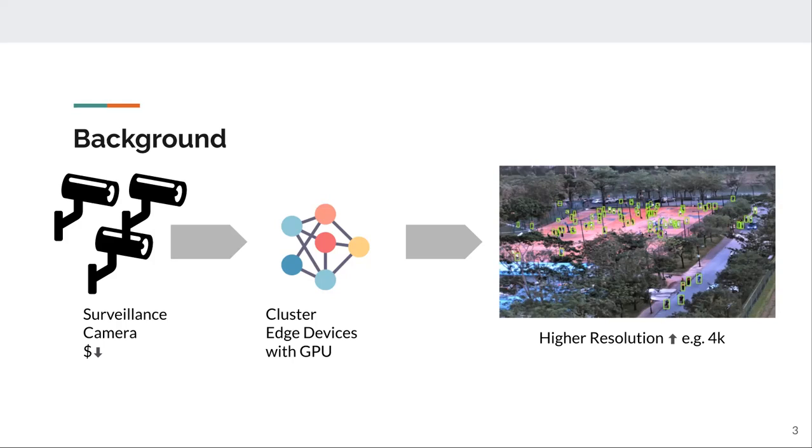In addition, in the clusters, we can have many different choices of GPUs, including those GPUs with very high compute power as well as those GPUs with low or medium compute power, such as Jetson Nano. And more importantly, the resolution is getting higher and higher, such as 4K.